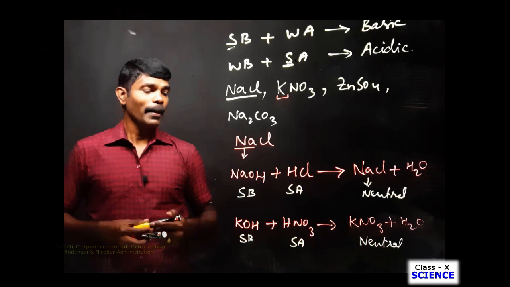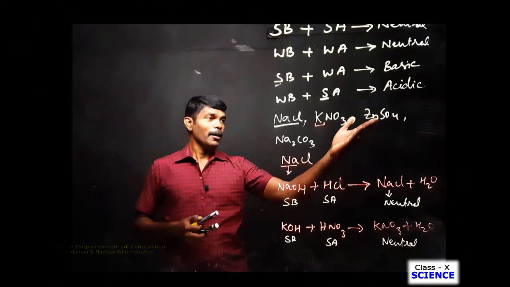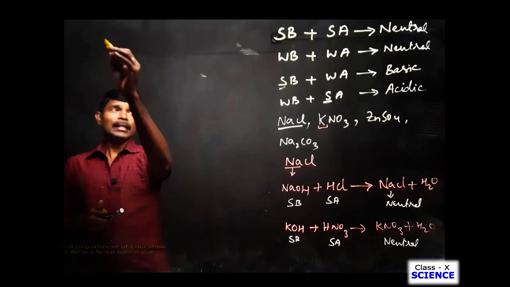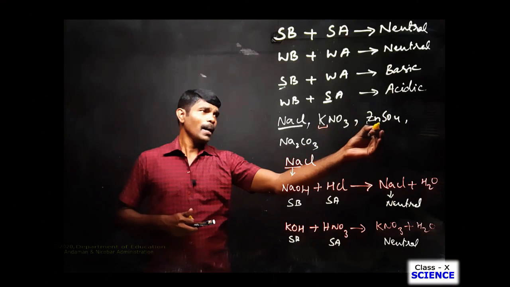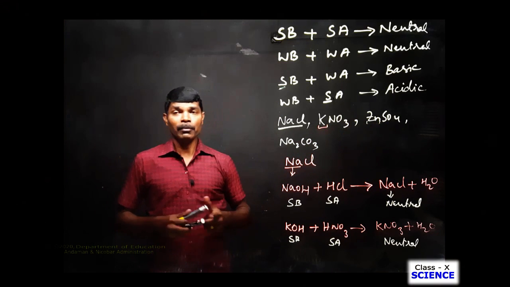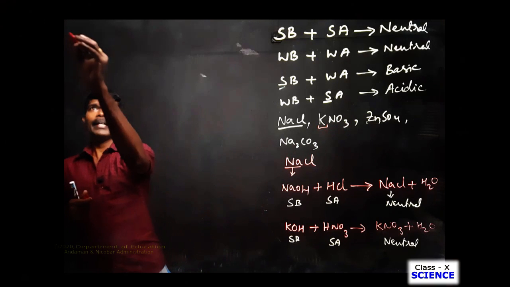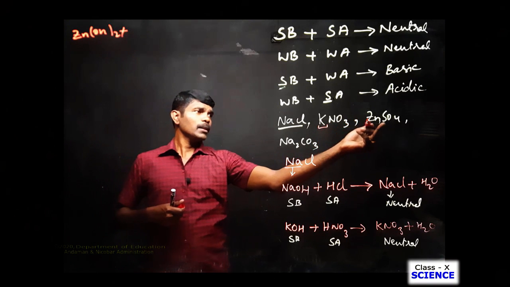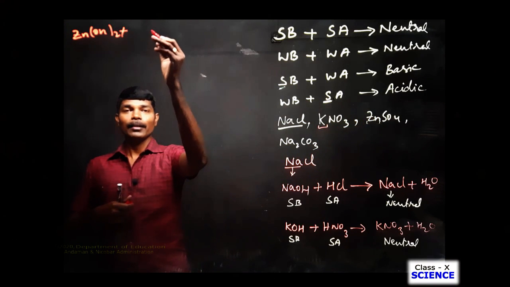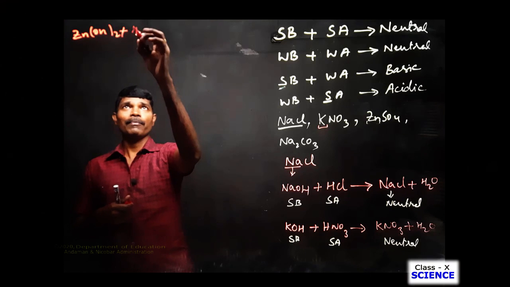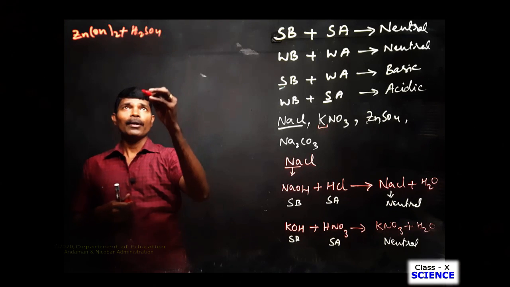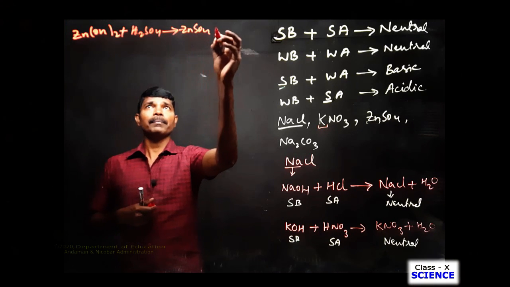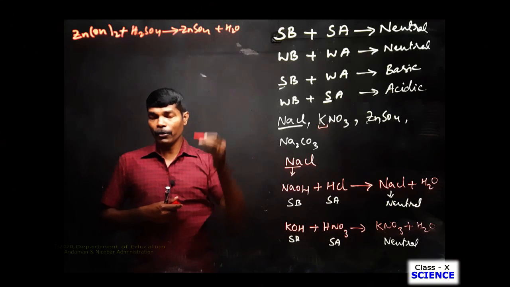Got it? Now let us find out the chemical nature of another salt, zinc sulfate. So when we talk about zinc sulfate, I am writing here zinc sulfate. Zinc is the cationic part. So zinc is obtained from zinc hydroxide. We can write here zinc hydroxide. Sulfate is obtained from the acid, sulfuric acid. So we write here H2SO4. And dear students, upon reaction we will be getting zinc sulfate plus water.